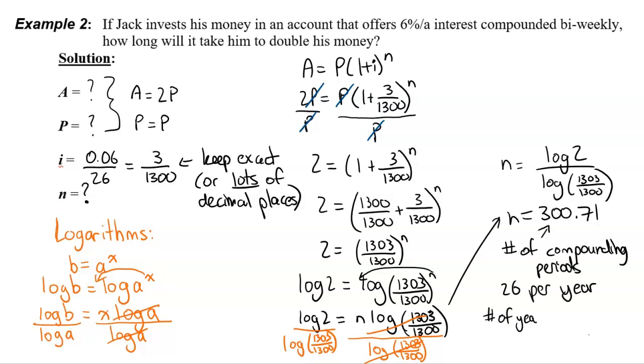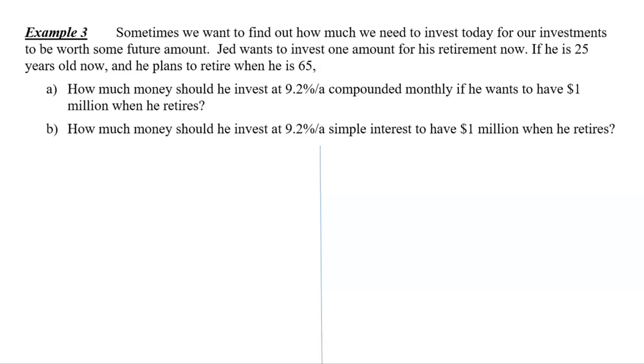If we're trying to find the number of years, we take that 301 that we've rounded to, and divide it by the 26 compounding periods per year, and we can see that it takes 11.58 years for Jack to double his money. We didn't have to know how much. It could have been $100 to $200. It could have been $1 million to $2 million. It doesn't matter. Regardless of what he's doubling, that's how long it takes.